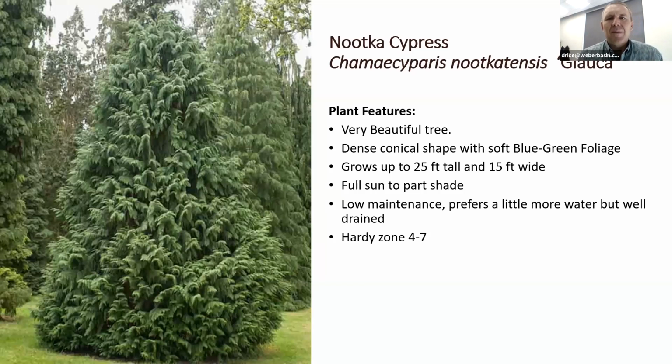But then the Nootka Cypress, this one pictured. Now the Cypress are interesting because they have a different kind of needle. It's evergreen and it's needle and they produce little cones and different things, but it's kind of a flattened, fan-shaped type of needle, I guess you could say.